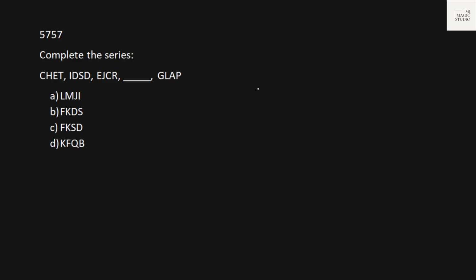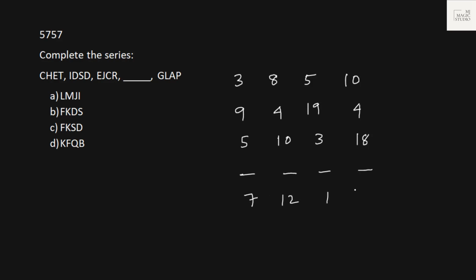Okay, again an alphabetic series. Let's see with the numbers. CHET, ID 9, 4, S is 19, then D is again 4. E5, J10, C3, R18, and then we have G7, L12, A1, and P16.